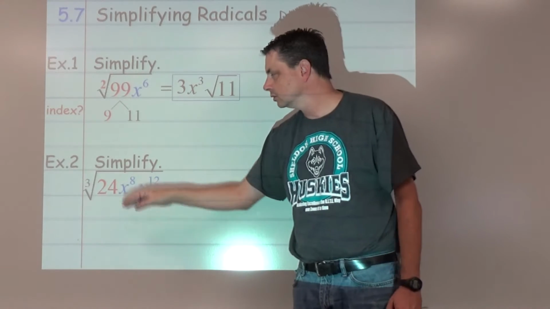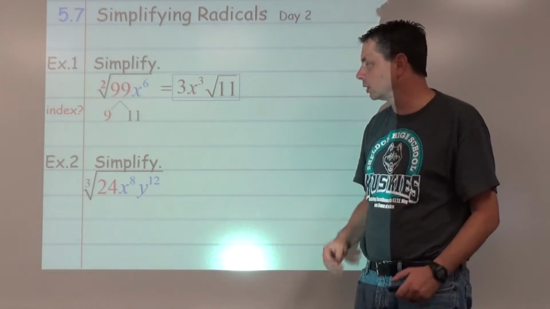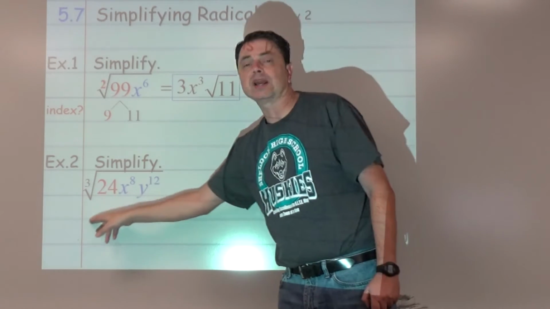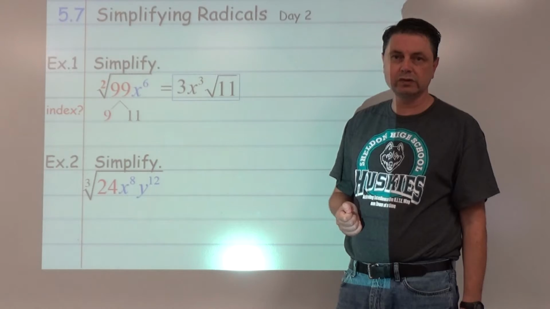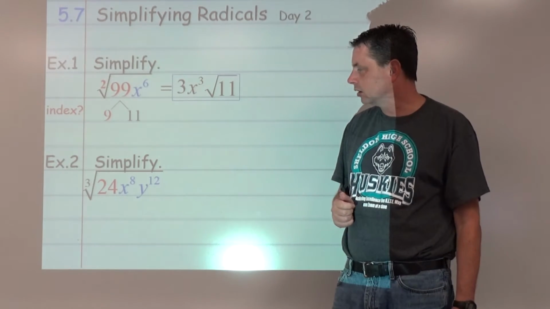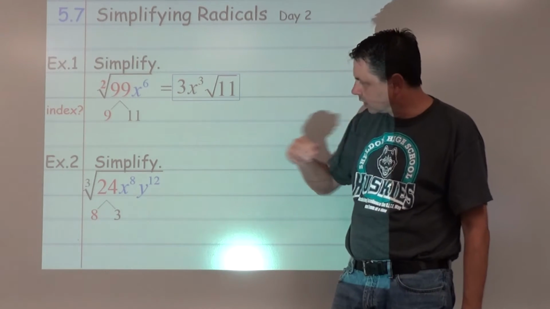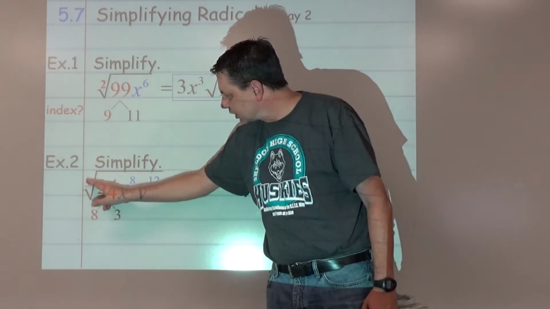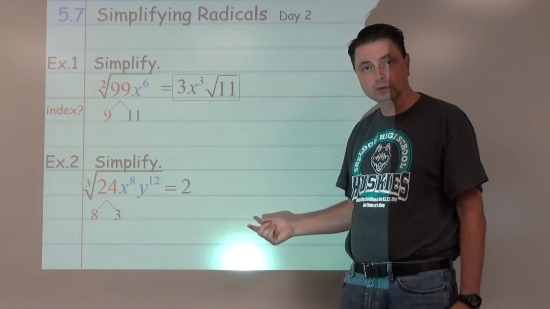Example number 2, cube root of 24x^8y^12. So we're going to take a similar approach. We want to be breaking down the 24, looking for perfect cubes, like 8. 8 and 3 on the breaking it up. All right, now, what is the cube root of 8? So we'll start by writing 2.